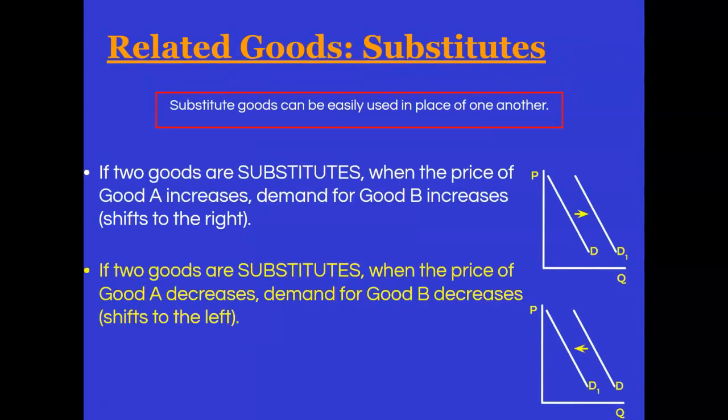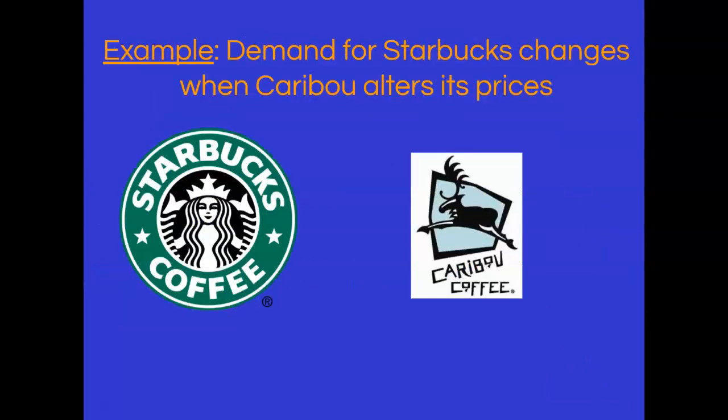Related goods and substitutes. So if two goods are substitutes, when the price of good A increases, demand for good B increases. It shifts to the right. If two goods are substitutes, when the price of good A decreases, demand for good B decreases or shifts to the left. So here we're talking about two goods that are relatively similar.